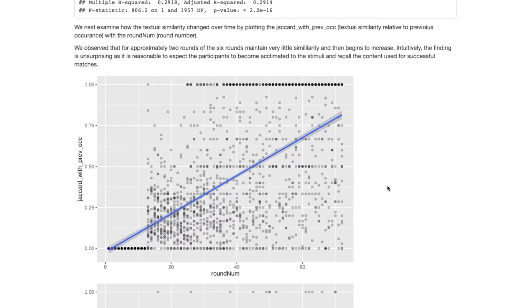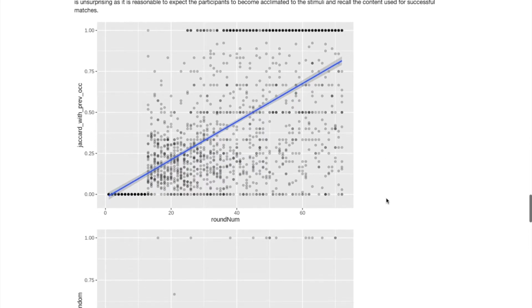Now I'm going to look at how the textual similarity changed over time. I plotted the Jaccard similarity with previous occurrence along the round number x-axis, and I found that for the first 12 rounds, the similarity was 0, so things weren't similar at all. After about round 12, which is after the first 2 rounds, the textual content became more similar. So I guess people were becoming more acclimated to the stimuli, and they were recalling the content they used for successful matches, so that we had a general positive slope here.